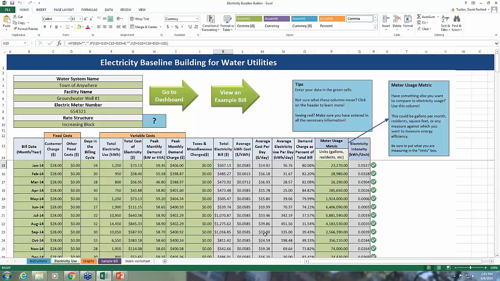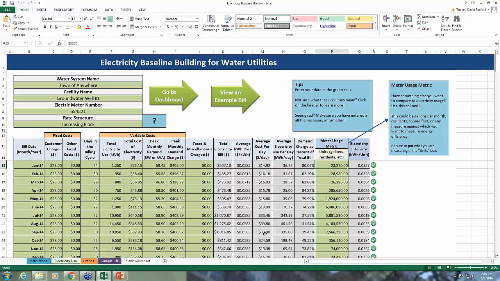Then all of that is going to get summed up here in column K. Then you'll be returned an average kilowatt hour cost, also an average cost per day, average electricity use per day, and what the demand charge is, if you have one, as a percentage of the total bill. And we'll see more about that in the graphs tab in just a moment.